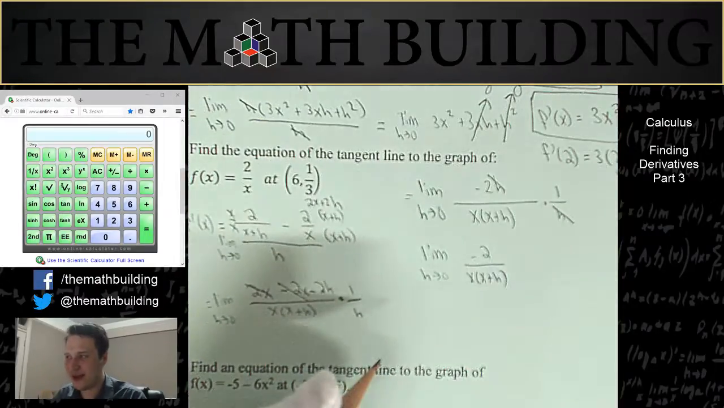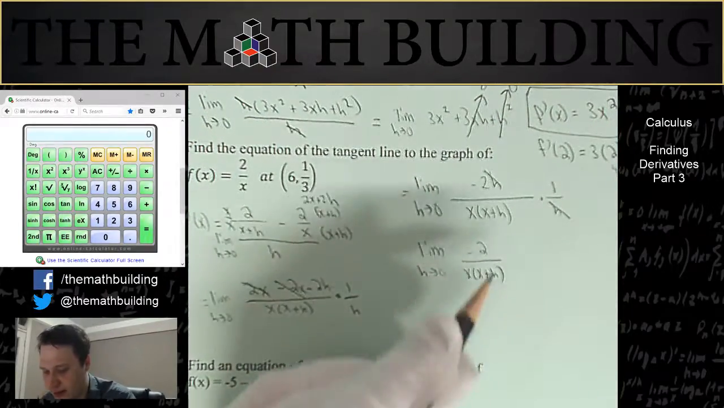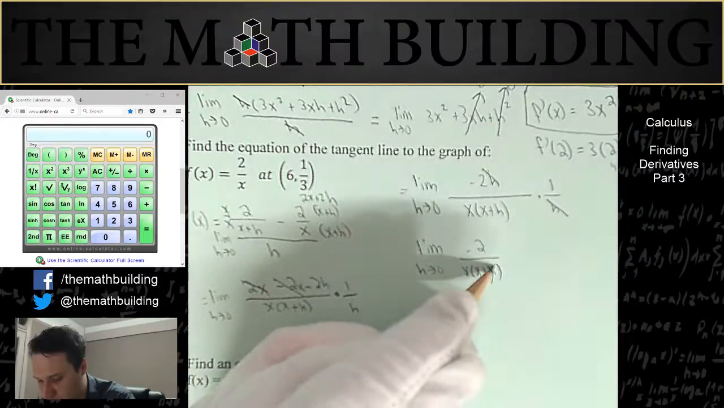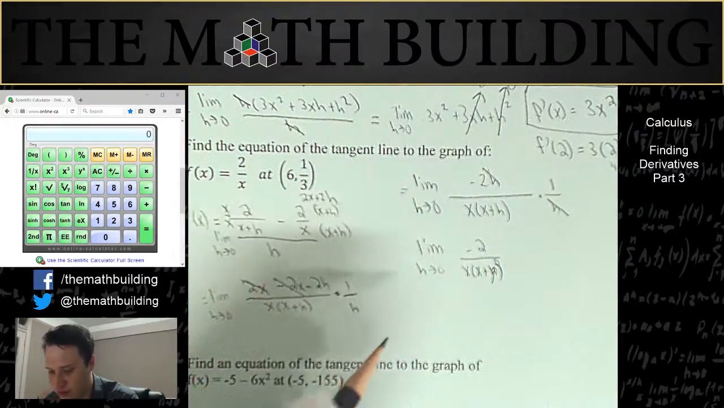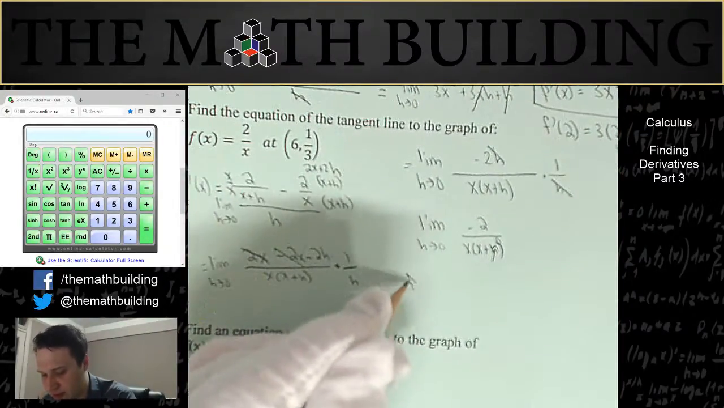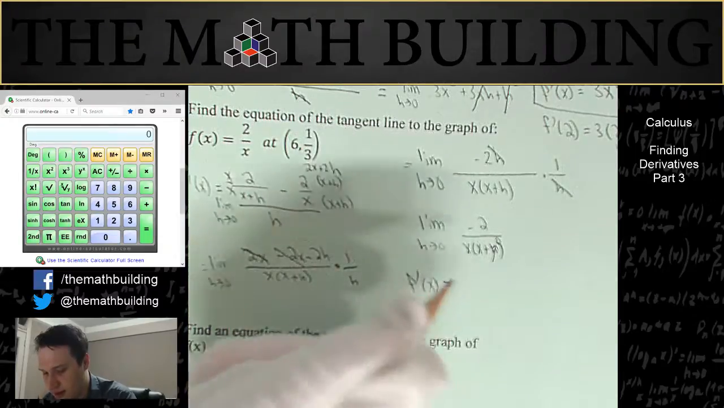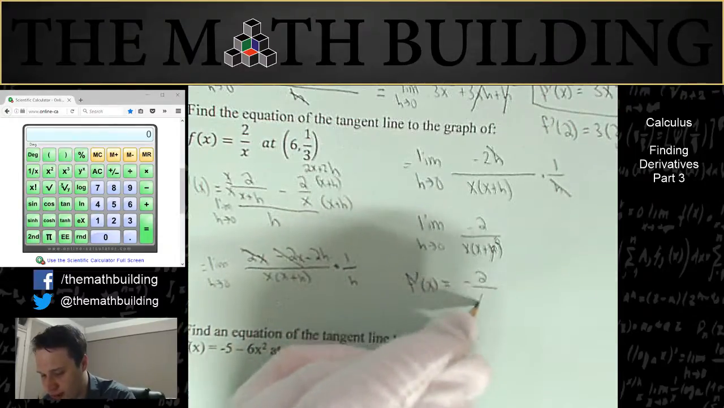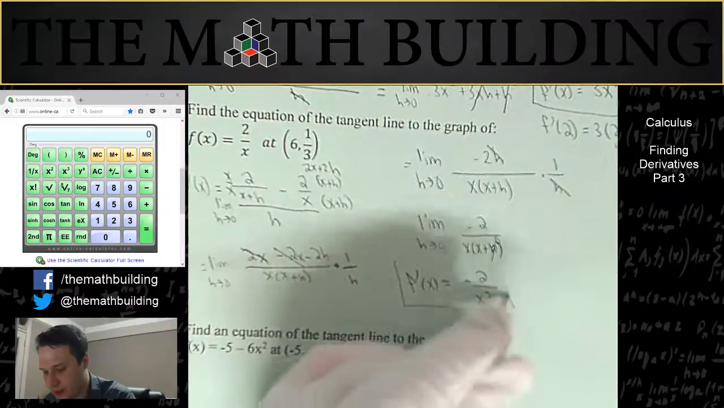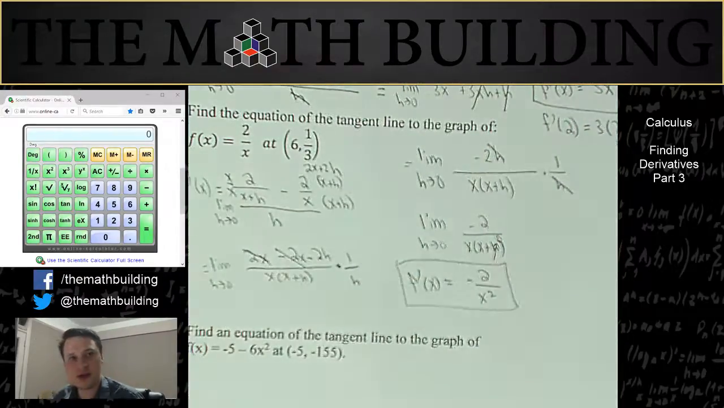And now at the very end, as usual, it's time to evaluate it. So let's let h go to 0. So that goes to 0. And so we get the derivative is equal to negative 2 over x squared. That is the slope of our hyperbola everywhere.